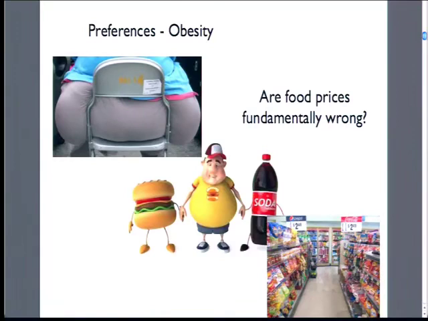So we have a whole bunch of stuff. There's people's behavior. They like Coca-Cola. They like to go to fast food. And it's cheap for people who don't have a lot of money. But is there a way that we can adjust these prices?